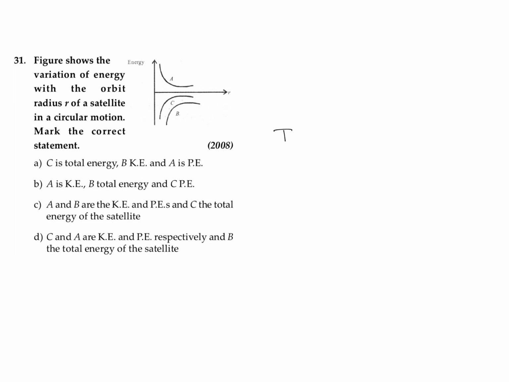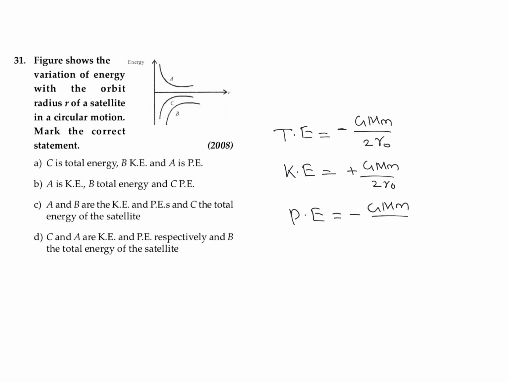If I write the equation for total energy, it is going to be minus GMm divided by 2r0. The equation for kinetic energy is plus GMm divided by 2r0. And the equation for potential energy is minus GMm divided by r0. So the negative value for potential energy is larger than the negative value of total energy.